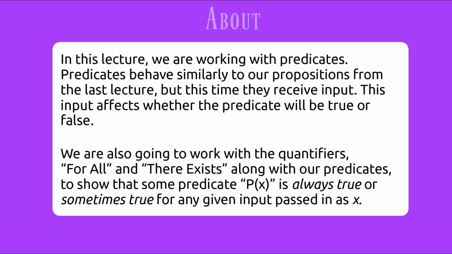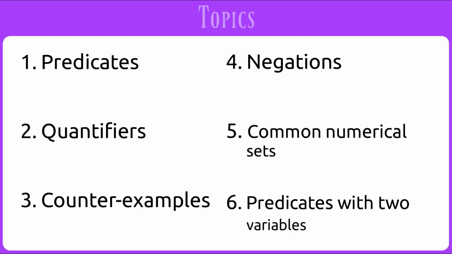These will show that some predicate, such as p of x, might always be true, or only sometimes be true, for any given input passed in as x. So first we'll talk about predicates and describe what a predicate is. Then we'll use the quantifiers for all and there exists to build quantified statements.